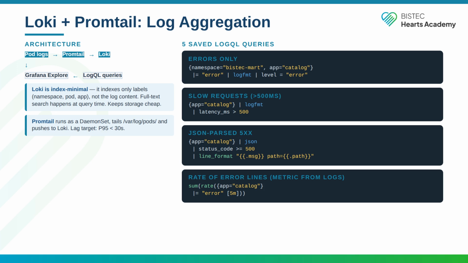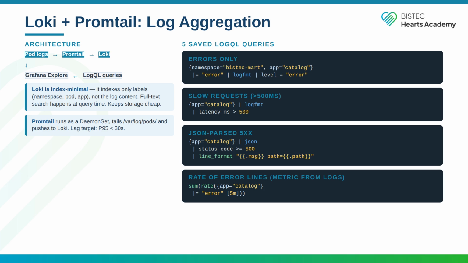The 5 saved LogQL queries cover the most common operational questions. The error-only query filters to log lines with level error, or HTTP 5xx responses. The slow requests query filters to lines where the parsed latency exceeds a threshold. The JSON parsed query uses LogQL's JSON parser to extract structured fields from JSON log lines. The metric from log query uses rate over a log filter to derive a metric for a Grafana panel. The 5th query uses regex pattern matching to find specific error messages.